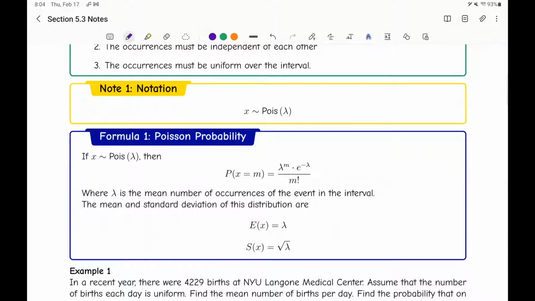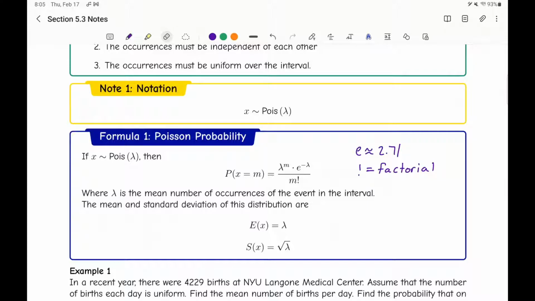The few things we have to talk about: e is just a mathematical constant like pi. E is approximately 2.71, and you will just be using the button on your calculator for that. Then the other thing is this exclamation point, which means factorial. That will be located where your nCr function was.